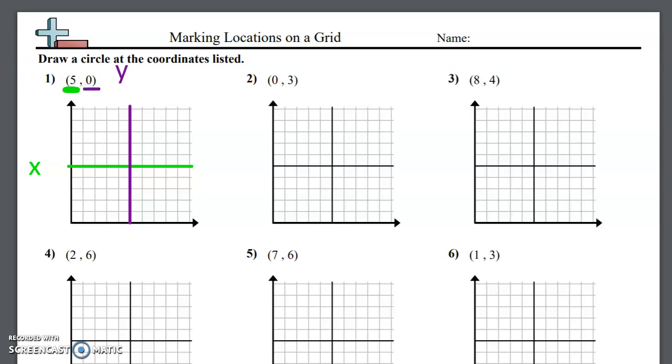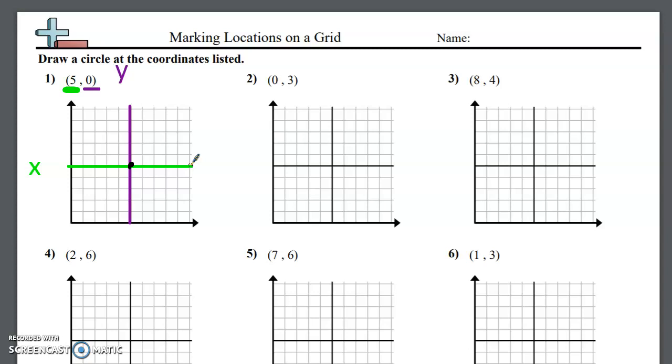So we're going to count first. We're going to look at our first digit. Our x-coordinate tells us it's 5. So I'm going to go from my origin, which is always at the very middle here, and my origin is always going to be 0, 0. I'm going to move on the x-axis 5 times. If you count with me, we're going to go 1, 2, 3, 4, and 5.